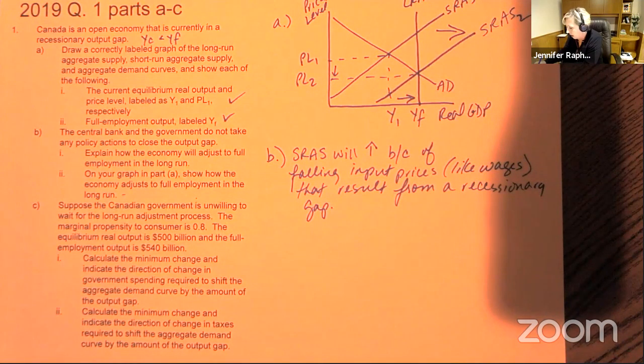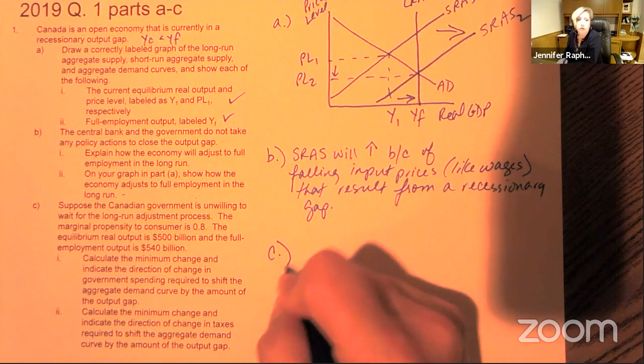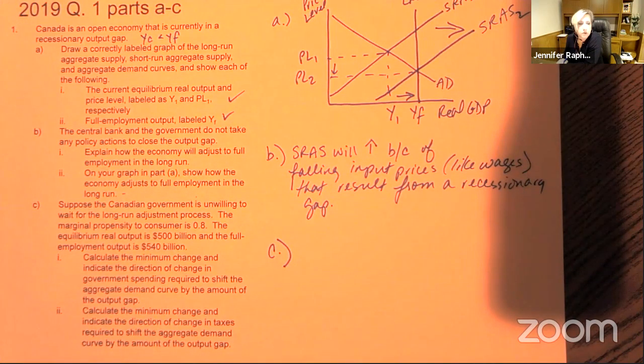Okay, and finally, suppose the Canadian government is unwilling to wait for the long run adjustment process.